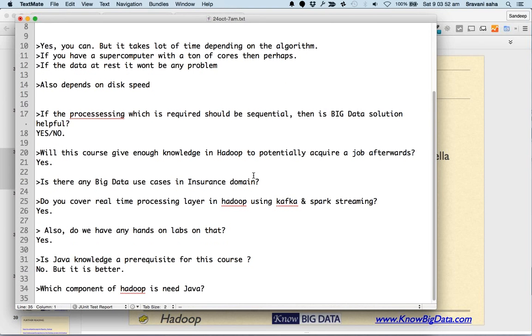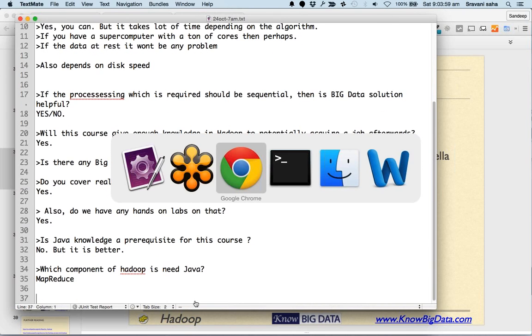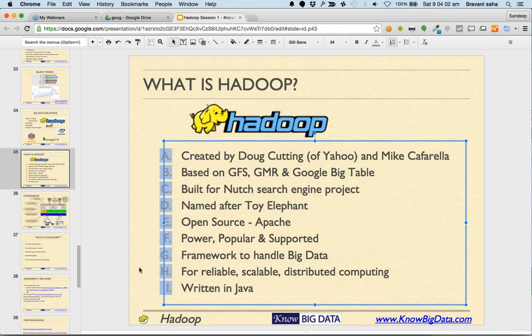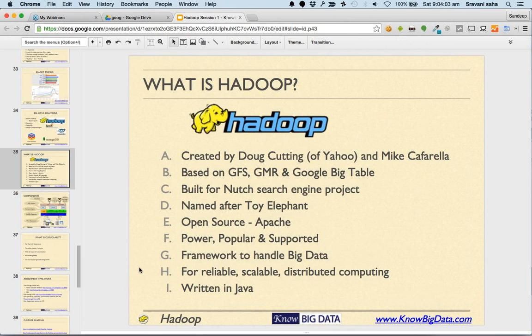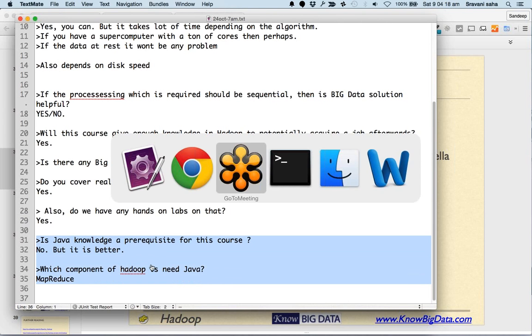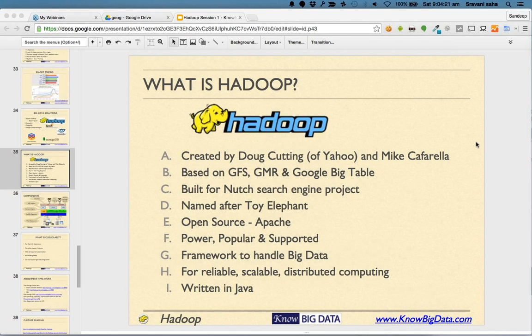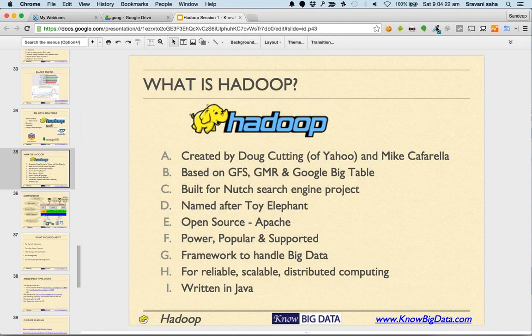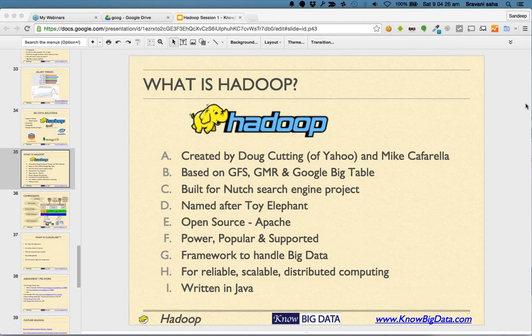A question from Pankaj is, which component of Hadoop needs Java? Mainly MapReduce, but MapReduce can also work with other languages, and we will talk about those languages as well. Let me go through this one, and as we go, I'll answer these two questions again, because I think that will make more sense.